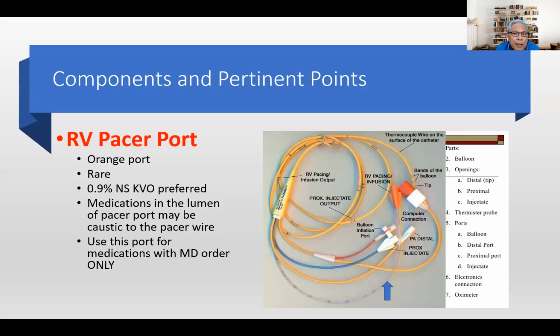In some instances, there might be an extra port, and this is a port when right ventricular pacing might be required. If we have a right ventricular pacer port, it's an orange port. This is very rare. So we only use this port for medications with the permission of the physician. We certainly don't want to give medications to this port because the drugs might be caustic to the pacer wire.